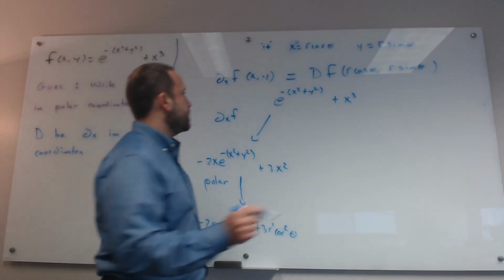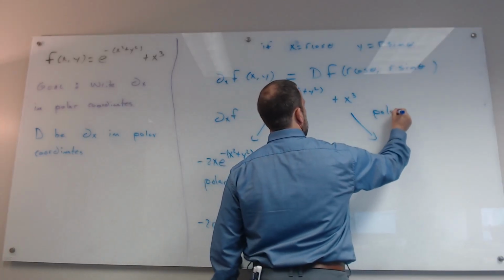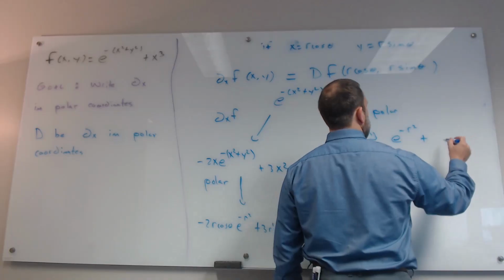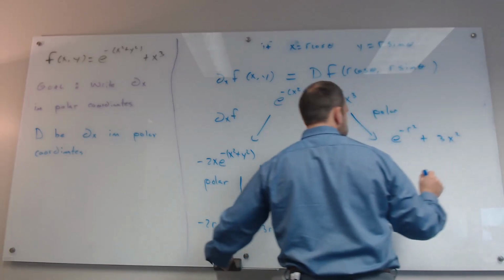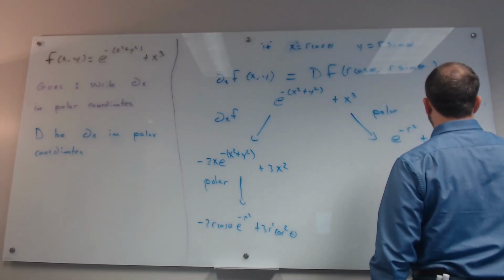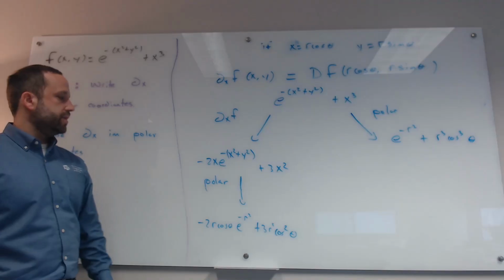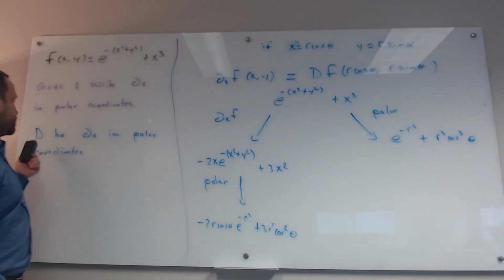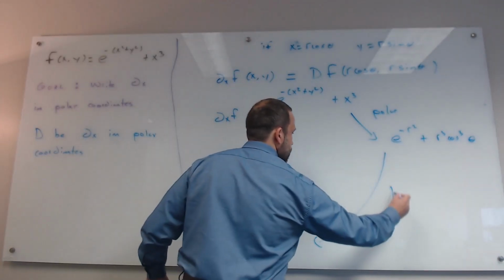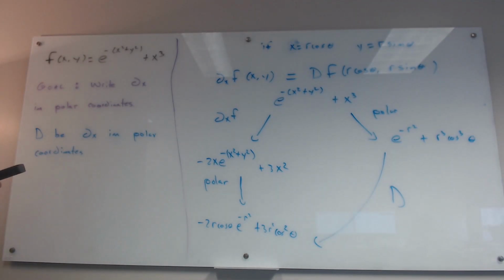Okay, on the other hand, what I'm saying is if we do the polar coordinates first, if we switch to polar coordinates first, we get e to the minus r squared plus r cubed cosine cubed theta. So what I'm saying is if we switch first to polar coordinates and then we do this D, whatever this D is, we haven't figured it out yet, then if we do D, we get down to this same thing here. So that's what I mean by saying that D is equal to the partial x derivative in polar coordinates.